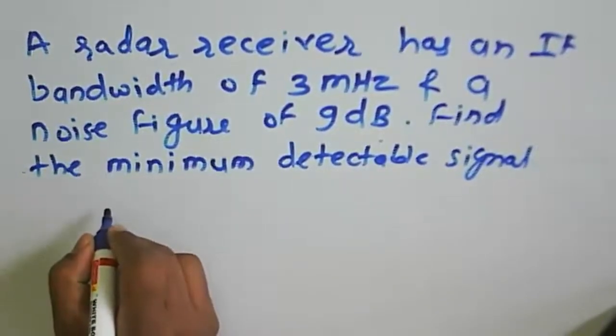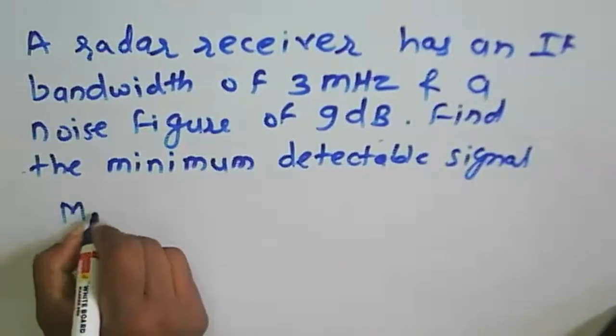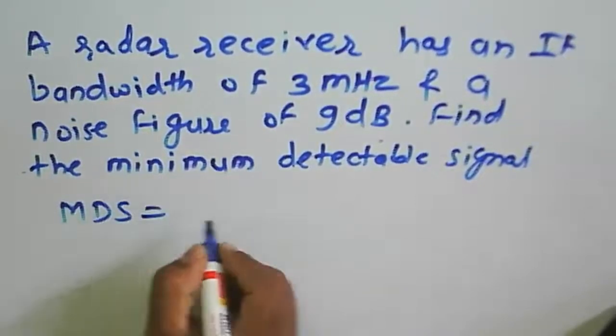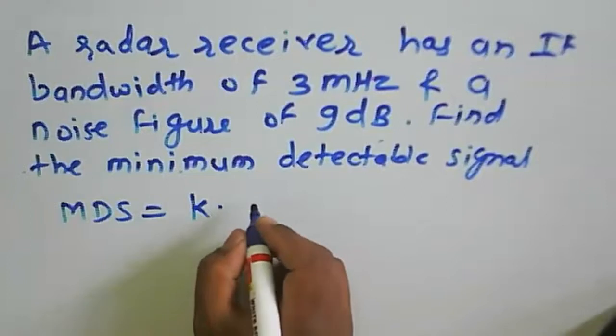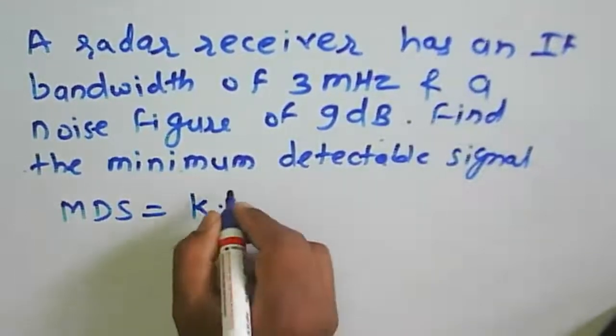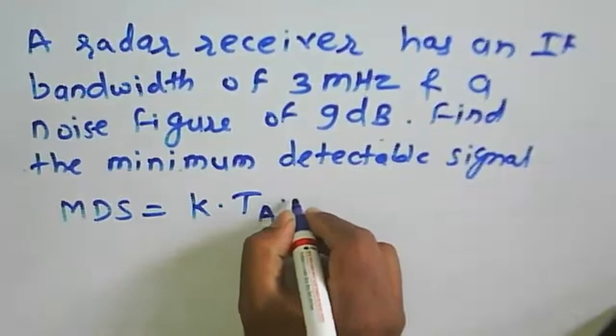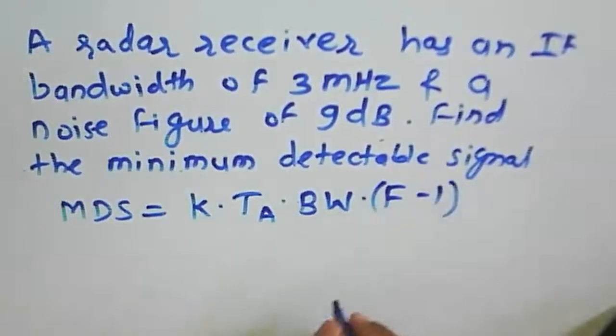So now in this case, we need to know what will be the minimum detectable signal, MDS. The minimum detectable signal depends upon the noise figure and the bandwidth. So it is kT, then the bandwidth, then F minus 1, that's about the noise figure. So from this we can write the minimum detectable signal.